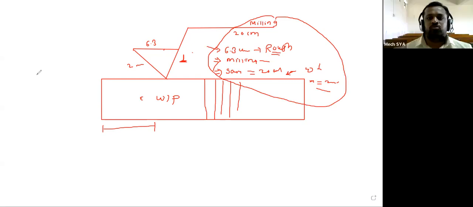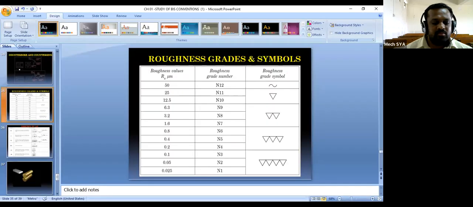Now see here. The next point is surface roughness. What is the heading? Surface roughness grades and symbol. Already we have seen the surface roughness value here. Now see, this is one chart you have to remember. Why is it necessary to remember? See here.